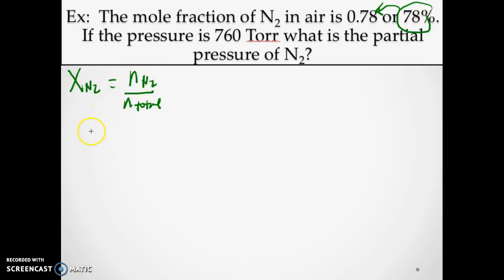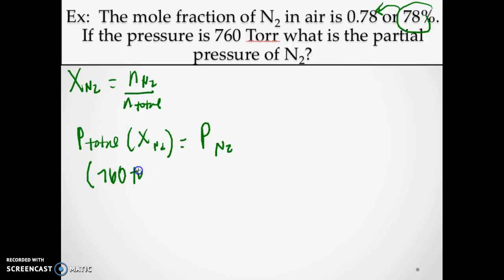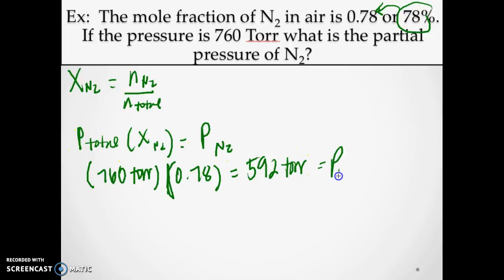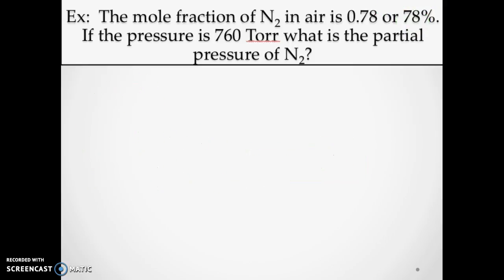So what you do is you put the total, P total, times the mole fraction, is going to give us the pressure of just that substance. So P total is going to be 760 torr, and the mole fraction is going to be 0.78. And so when you multiply them, you get 592 torr. So this is the partial pressure for nitrogen. Okay, so this represents nitrogen. Okay, so that might have been a little bit confusing. So that's why we have more problems.